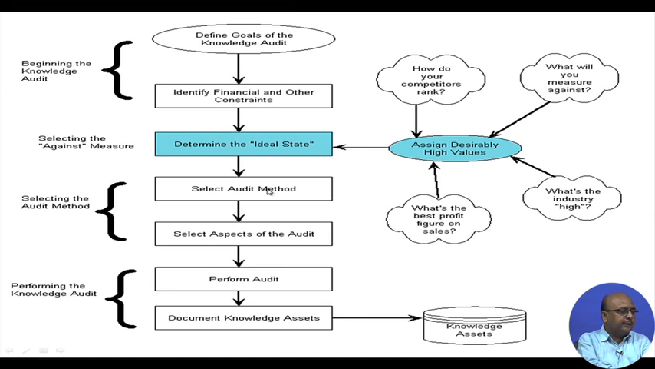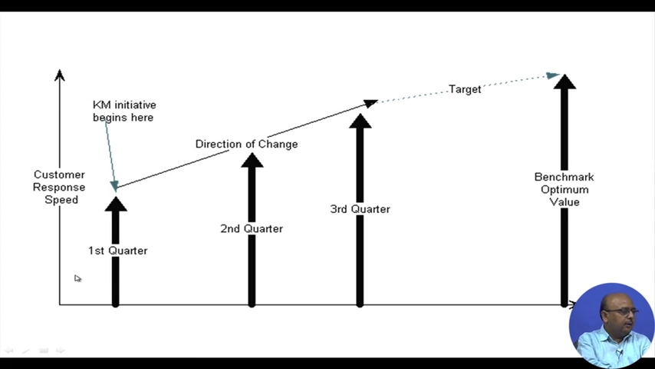Then the next stage we are going to move to. This is the customer response speed, this is the time, this is one example. So, this is how you want to move. Your target is this, and this is the time period, and in the first quarter you have achieved this much, but your target is this, right. So, your knowledge management initiatives begin here, and then you want to move to this target in the second, third, and the next quarter. So, this is the benchmark or the standard or optimized value that is to be achieved by you. Your knowledge management initiative must help you to achieve this level within a given time frame.